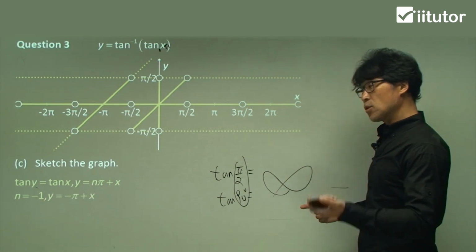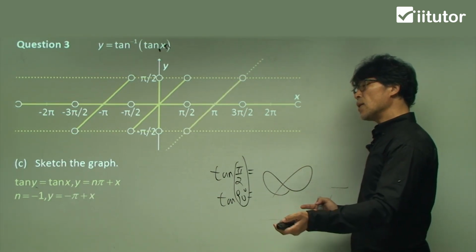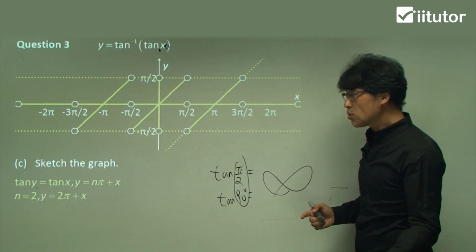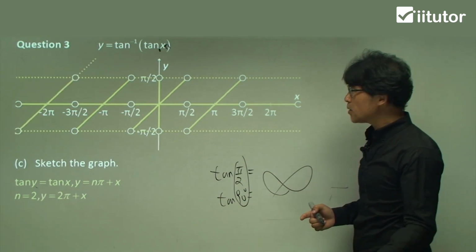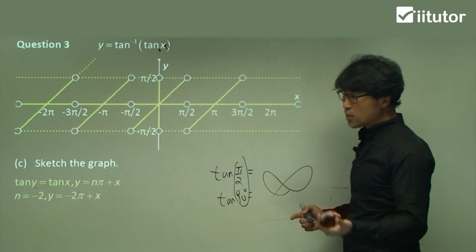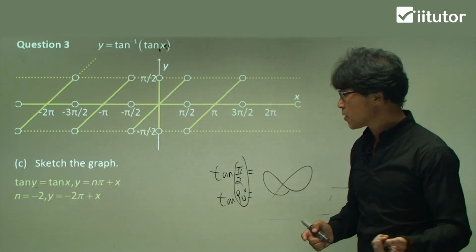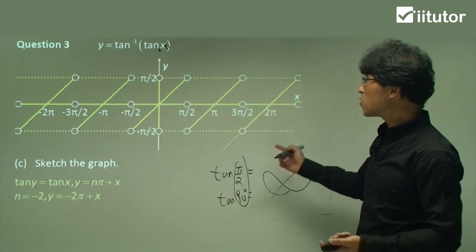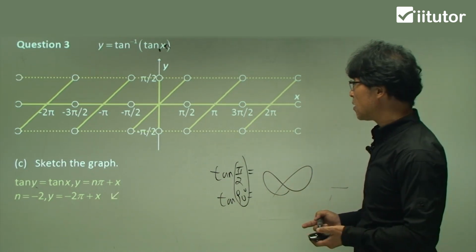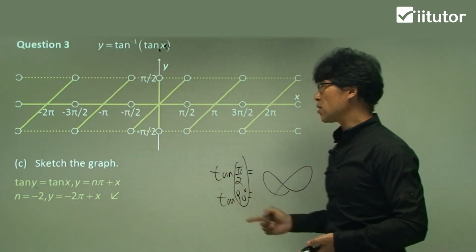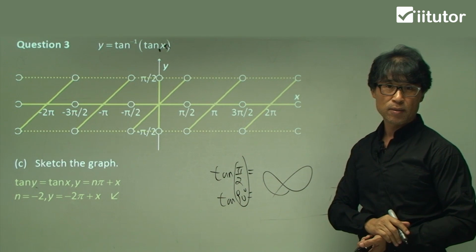Minus 1, same story. Sketch that. Substitute n equals 2, so sketch 2 pi plus x. Easy. Substitute n equals negative 2, sketch negative 2 pi plus x. Easy. So what's the conclusion of the graph? What's the final answer? It is like a shaded graph. Make sure they are not included over here.